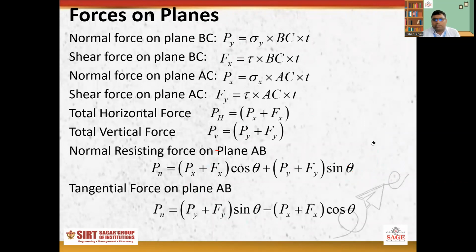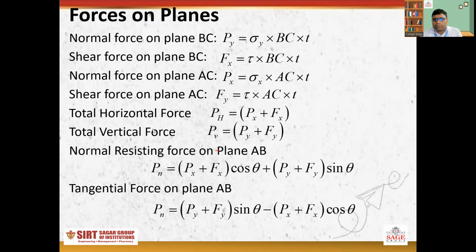First erase all these things. Okay, so let's understand. So normal force acting on plane BC, you remember plane BC is nothing but the y-axis one, where the sigma y is acting. So sigma y BC into t. Similarly, shear force which is acting on the plane BC, that is Fx, because it is moving toward the x-axis, so tau BC into t. Similarly, normal force acting on the AC, so we can write sigma x AC into t, and similarly shear force, that is tau AC into t.